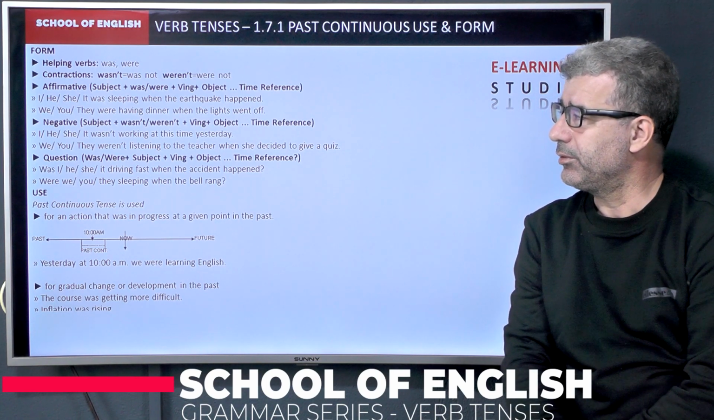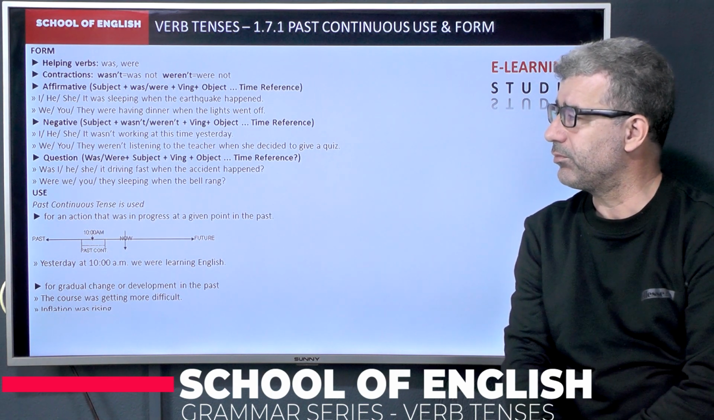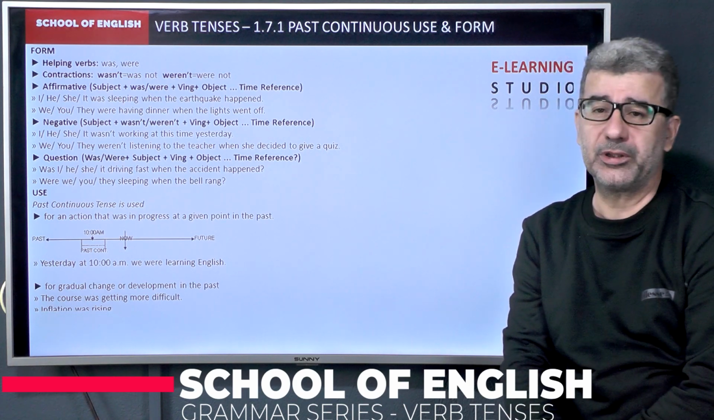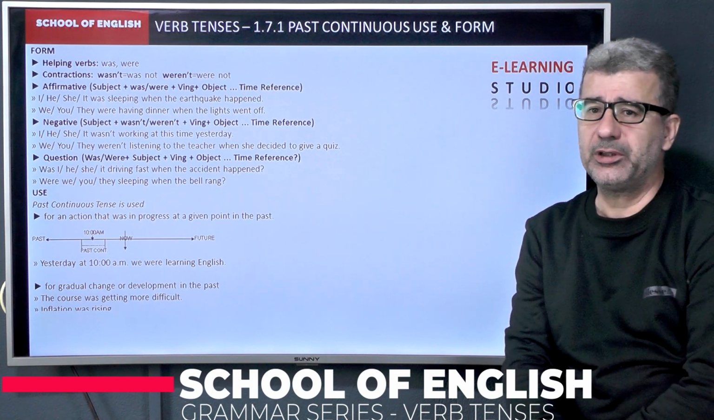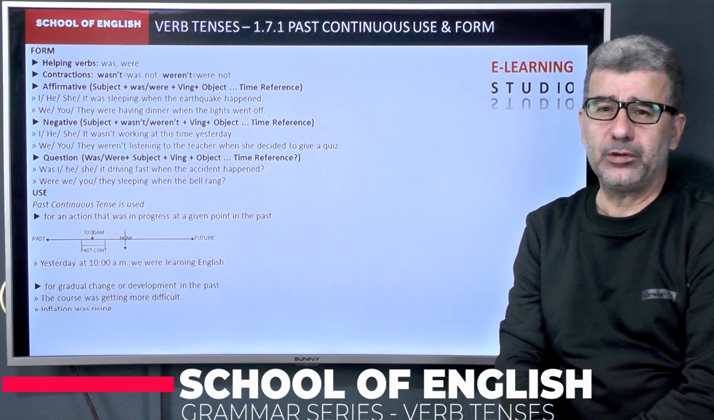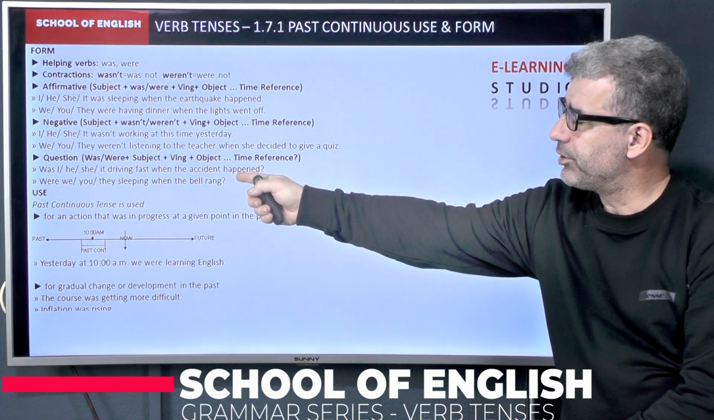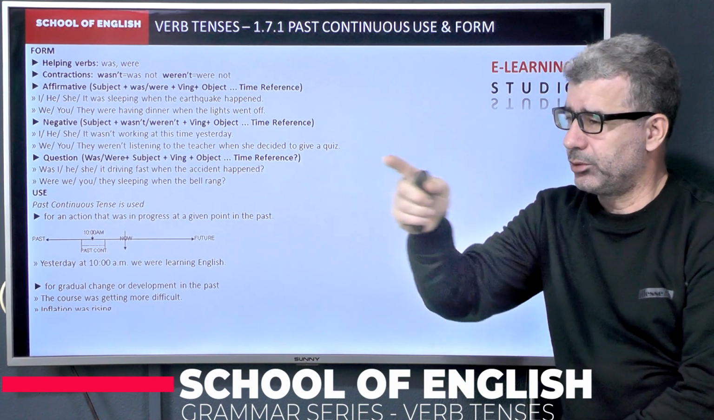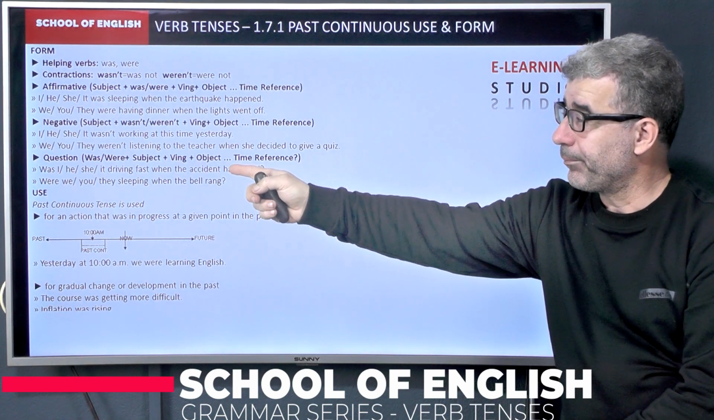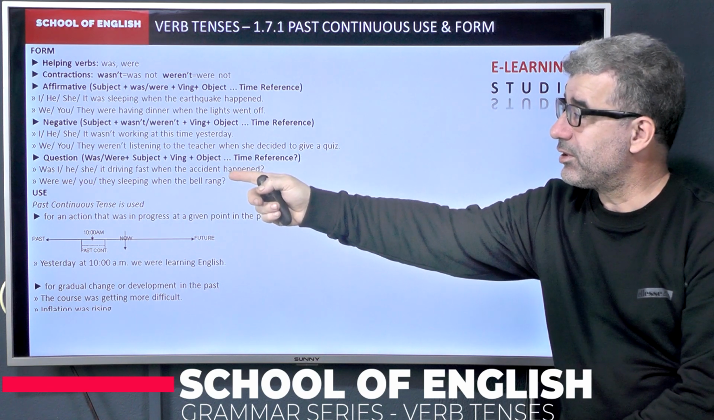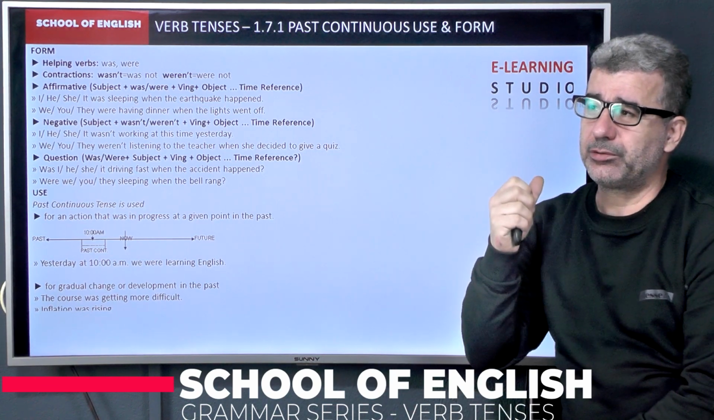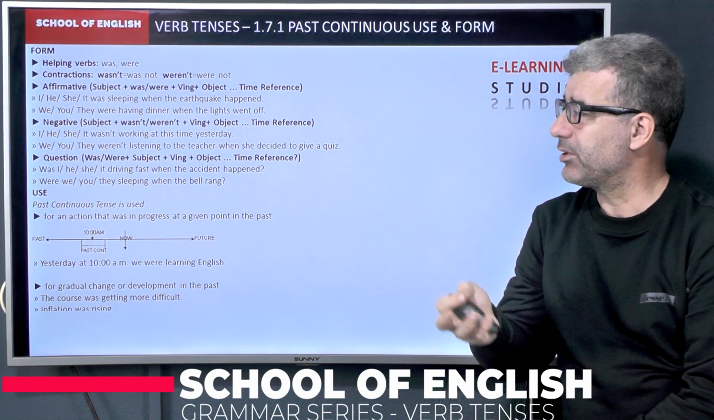How do we form questions in past continuous tense? We use was and were at the beginning. Was she driving fast when the accident happened? When the accident happened, the when clause is our point of reference, and we use simple past tense in that clause to give a point of reference in time. Otherwise, the sentence will be meaningless. Was she driving fast? If you don't use a point of reference, it would mean nothing in that case.